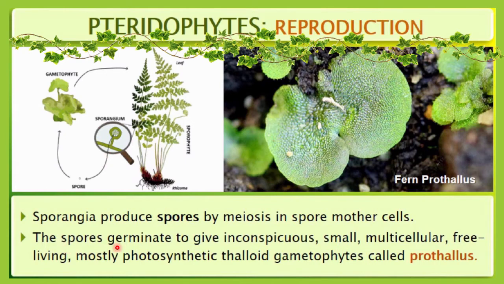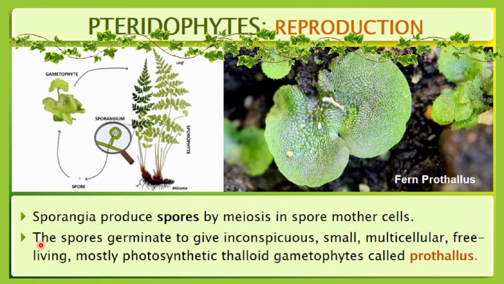The spores germinate to give inconspicuous small multicellular, free living, and mostly photosynthetic structure. Here you can see this structure. That photosynthetic thalloid structure is called a gametophytic structure, and we can say it is a prothallus.